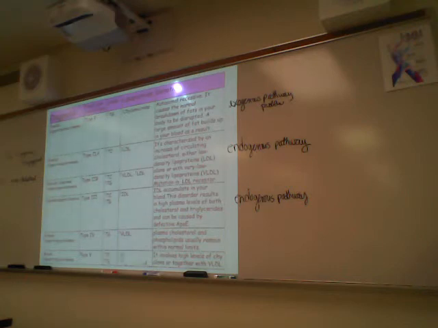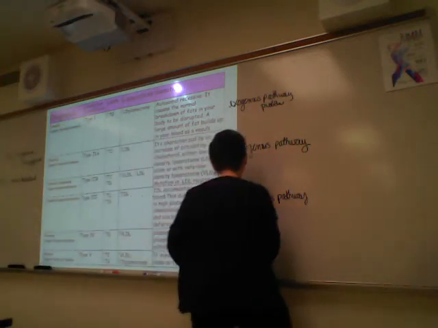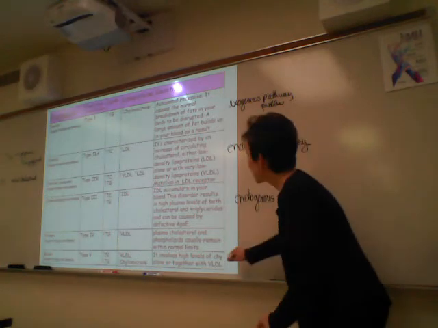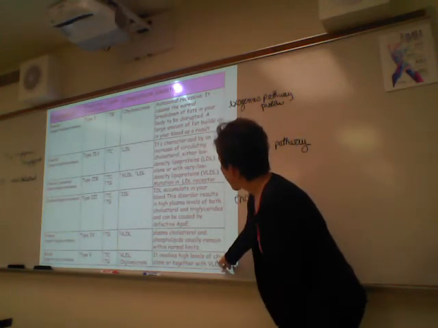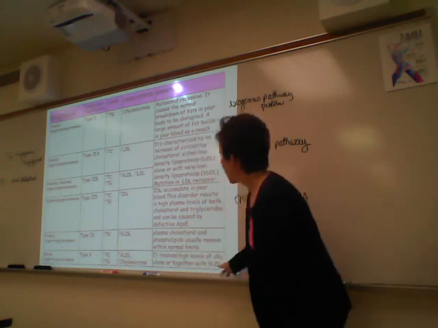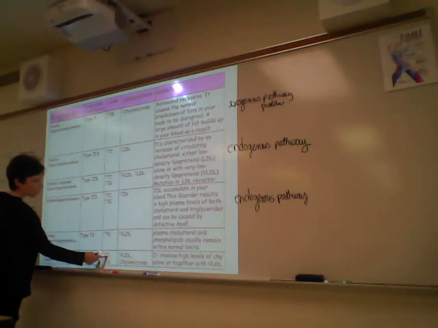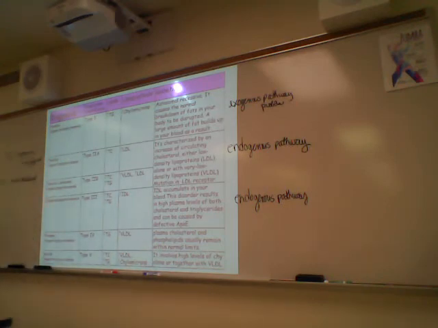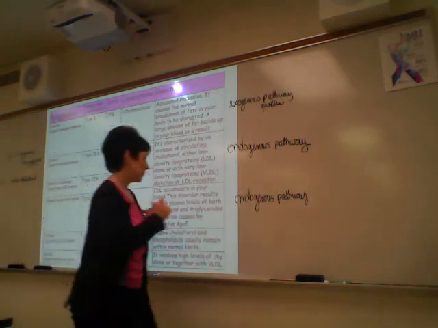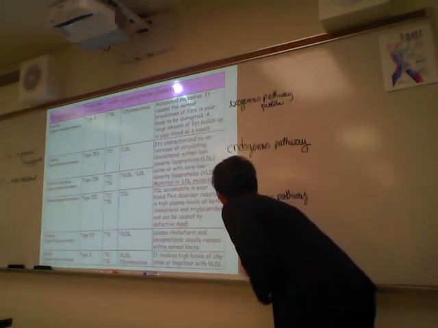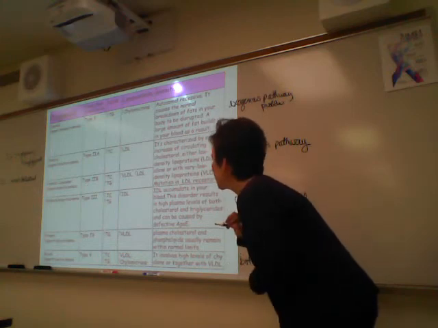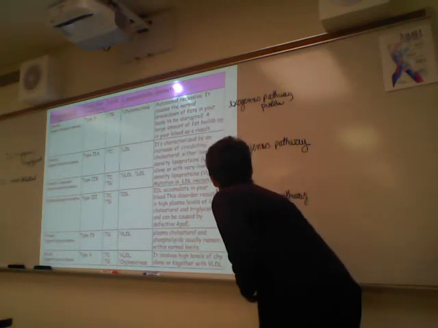And then the last one's called mixed. So this mixed one, kind of what its name says, it's got high levels of chylomicrons with or without high levels of VLDL. So you've got high total cholesterol and you have high triglycerides. This one is going to kind of be both pathways. And that one will be endogenous.